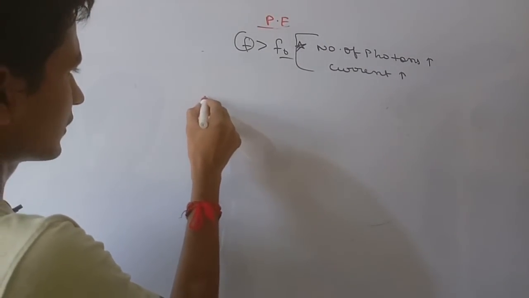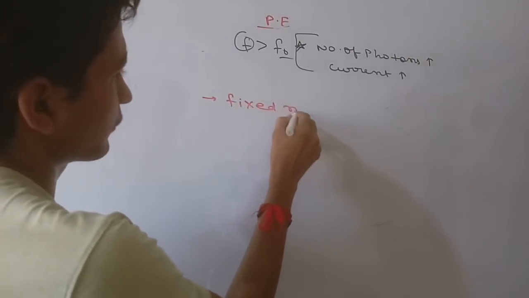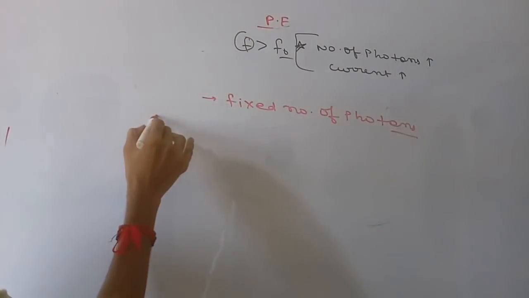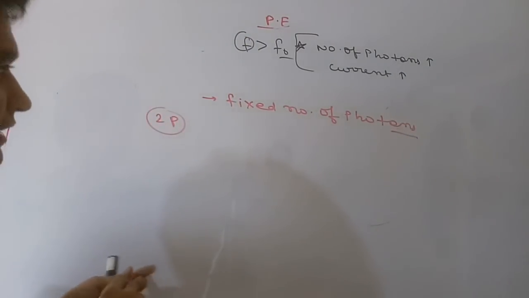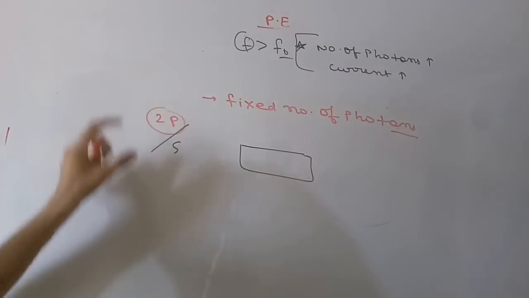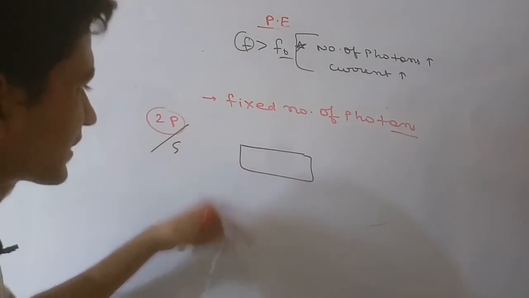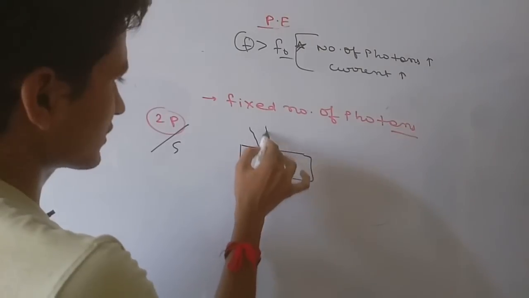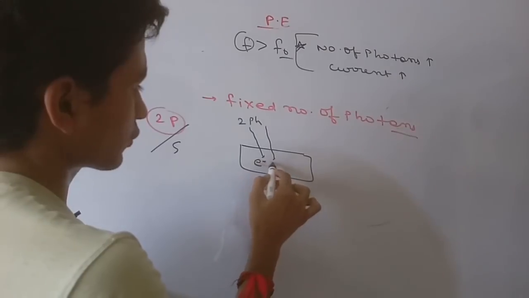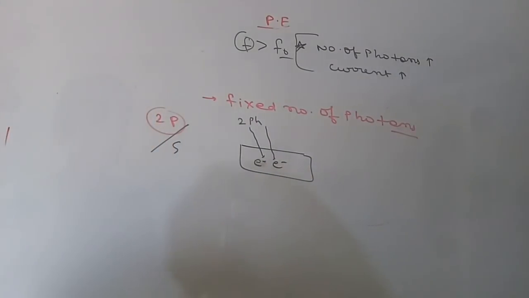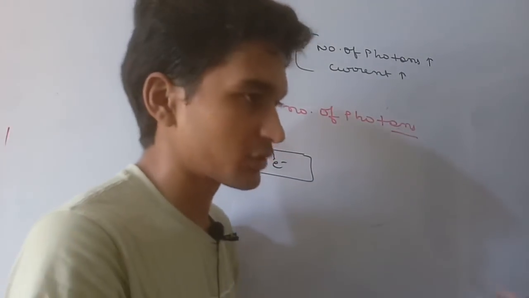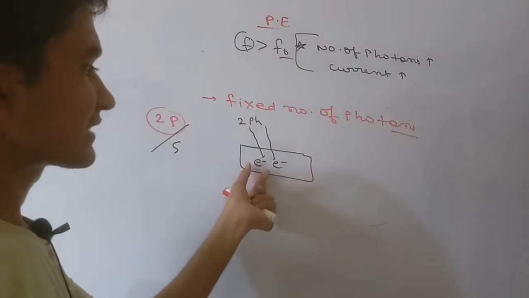You have fixed the number of photons. Suppose you have fixed that only 2 photons will be given to the metal per second. You have fixed the number so that only 2 photons are going to strike the metal per second. So 2 photons are coming, so only 2 electrons will be excited. If you have fixed the number of photons per second, that is 2 photons per second, and you are not going to increase the number of photons, it means 2 photons are coming, so they will excite only 2 electrons.